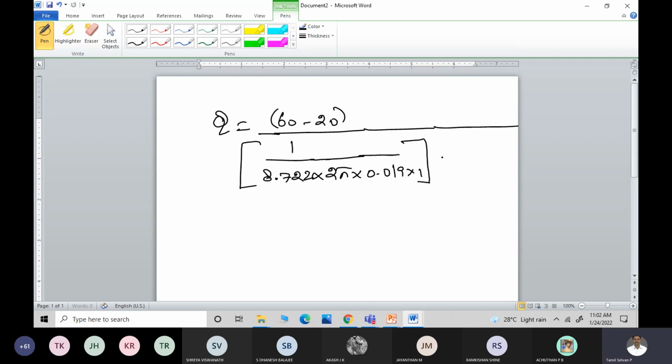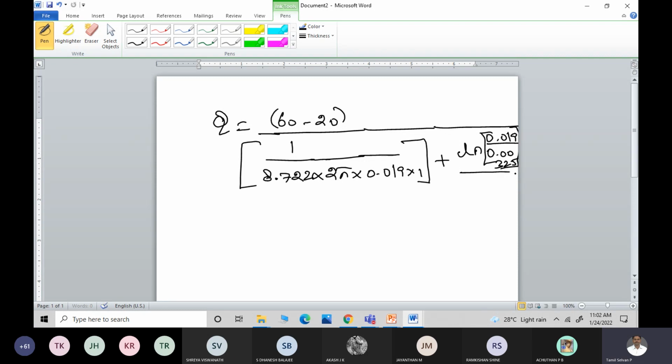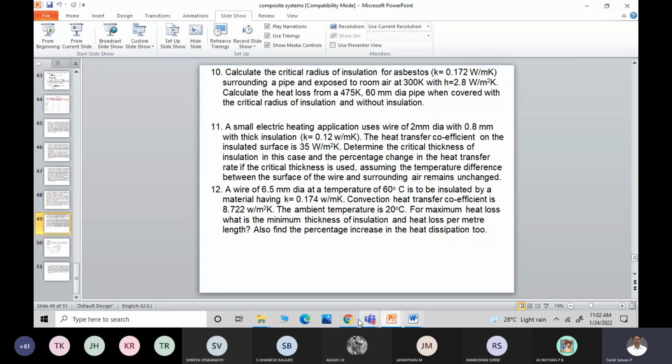Plus the conductive resistance also: natural log of R2 by R1. 0.019 divided by, what is R1? How much in mm? 0.00325. Natural log of this, divided by 2 pi KL. What is the K value? Conductivity is given in the question as 0.174.